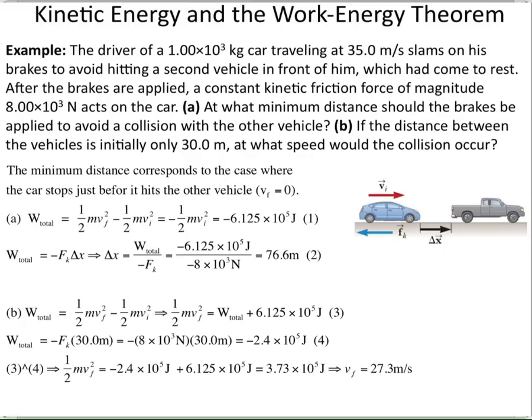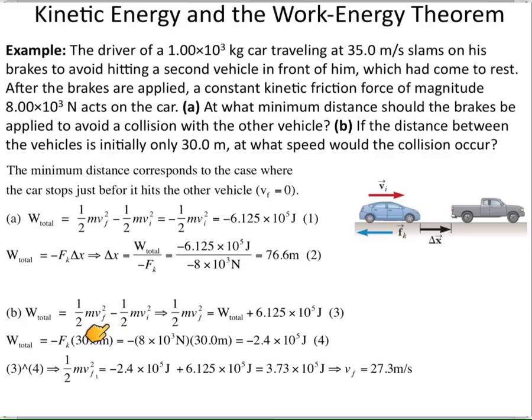First, by the force of friction times delta x, because I need to know the work done by the friction, and it is simply the frictional force times 30 meters. We have to put a minus sign because the force is in the opposite direction to the displacement. And during this distance, 30 meters, the work done by the frictional force is minus 2.4 times 10 to the 5 joules. But I know the initial kinetic energy of the car.